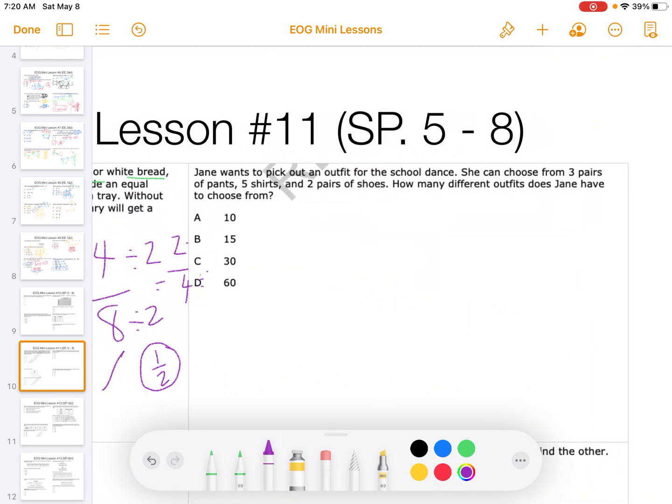Jo wants to pick out an outfit for the school dance. She can choose from 3 pairs of pants, 5 shirts, and 2 pairs of shoes. How many different outfits does she have to choose from? Well, I can choose from 3 pairs of pants.